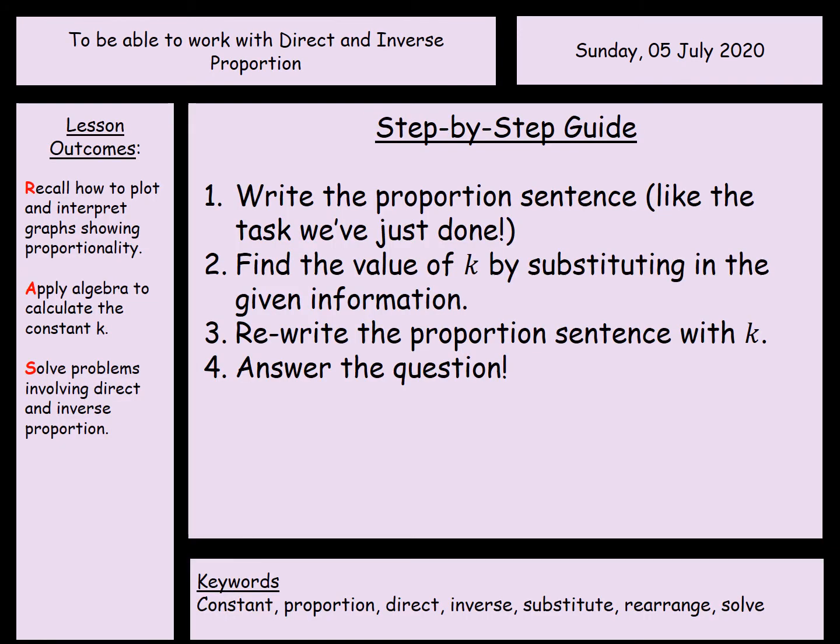Okay, let's have a go at a step-by-step guide then, actually doing some of this algebra manipulation. It might be quite useful to do. So the first thing we're going to do is write the proportion sentence, just like we've just done. We're then going to find the value of k, a bit like we did in that starter. We're then going to rewrite the proportion sentence with the k being the number, and then we're going to do the simple bit of algebra to answer the question. Let's actually have a look at one of these. I think it'll make more sense if we actually do one of these questions.